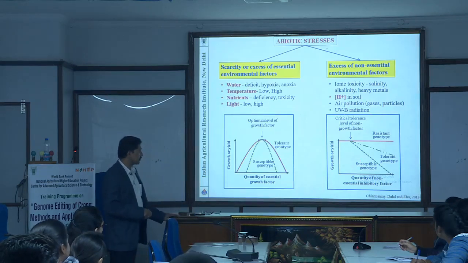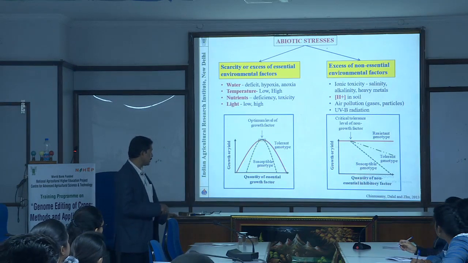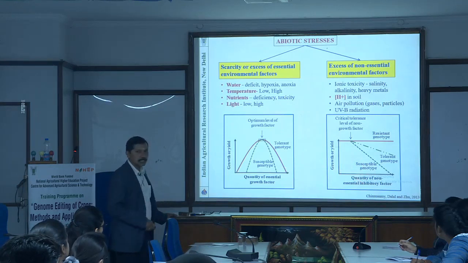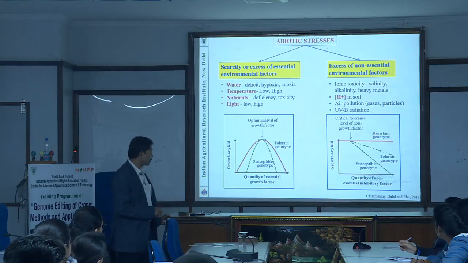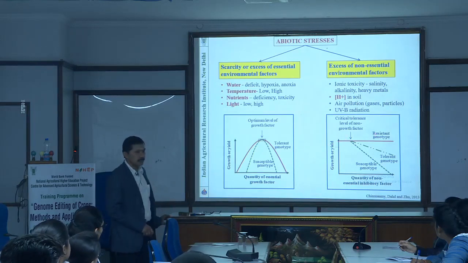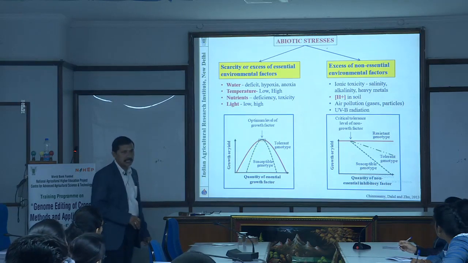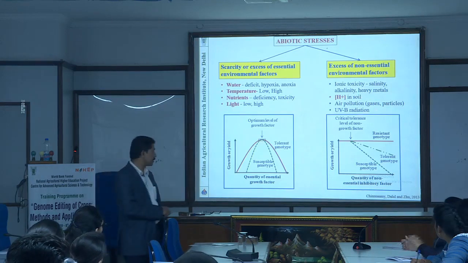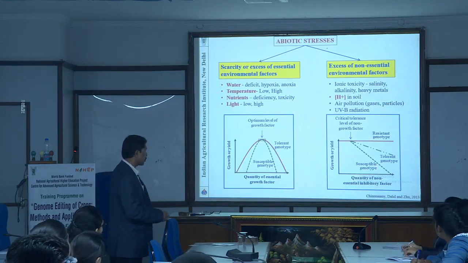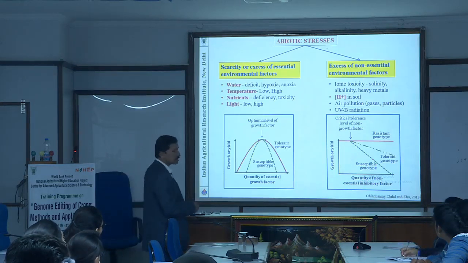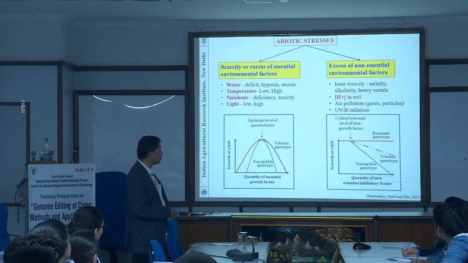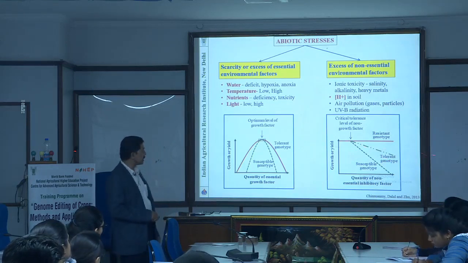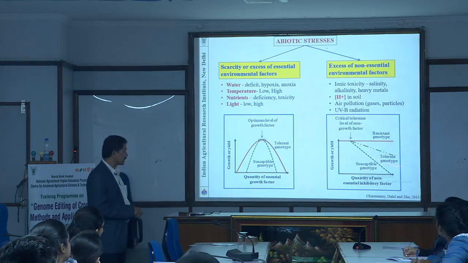So here, if you see the response of the plant, it is in high contrast to the response of the plant to an essential growth factor. Here you can have a resistant genotype. Whatever the stress is, the plant will not bother. It will be resistant and will grow irrespective of the concentration of the non-essential environmental factor. Whereas a tolerant genotype may tolerate to a certain extent, and after that you will see sensitivity.